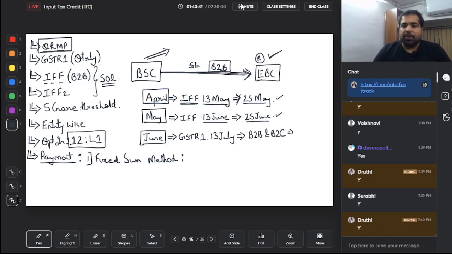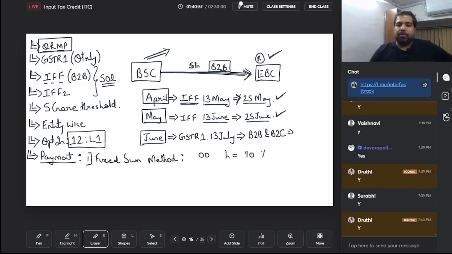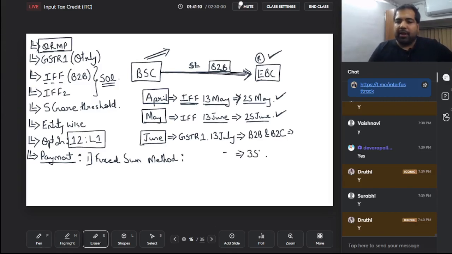Let's say last month you paid 1200 rupees in cash, then this month pay 100%. That means again pay 1200 in cash. For the first month IFF and second month IFF, yes. But if last month you paid quarterly, let's say you paid 6,000 for the quarter, then now you pay 35%. So it totally depends upon whether last month's return was monthly or quarterly.